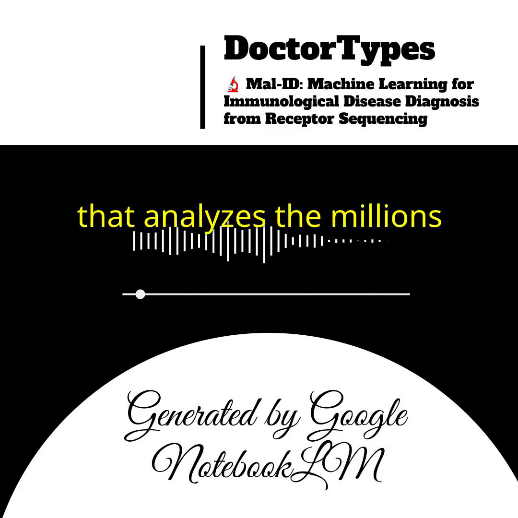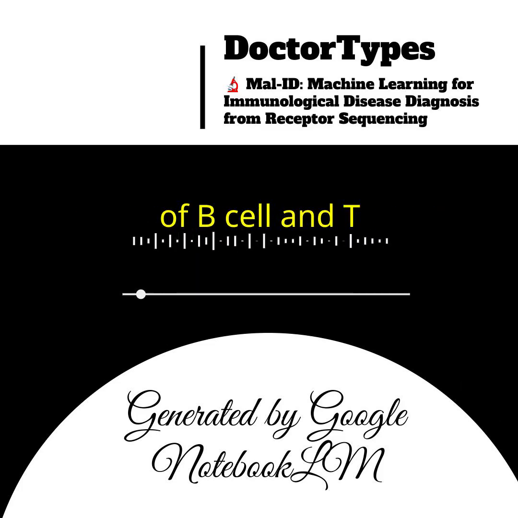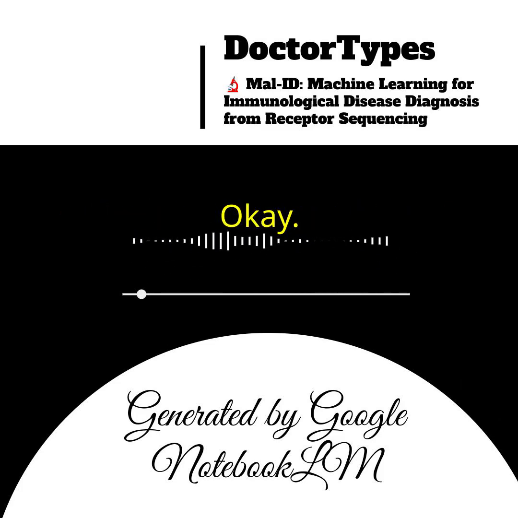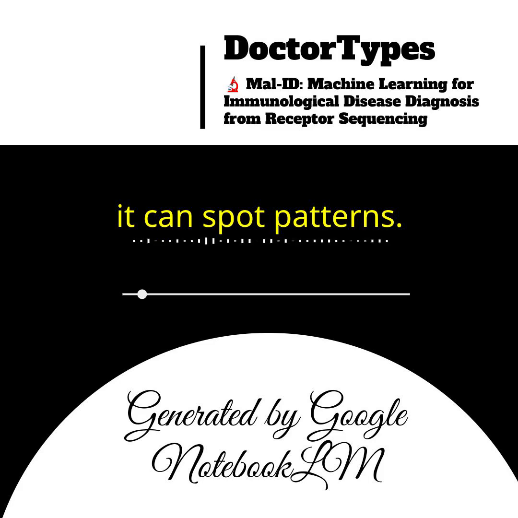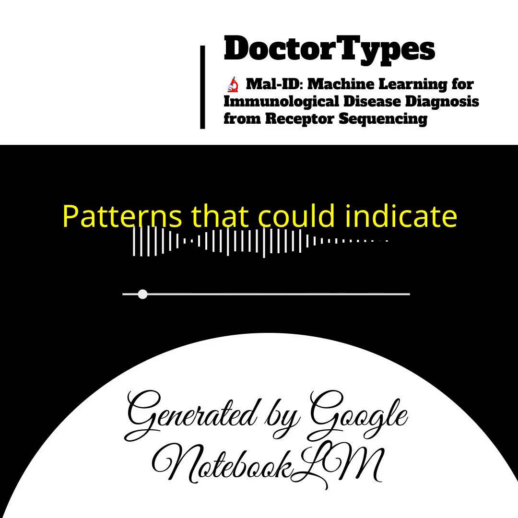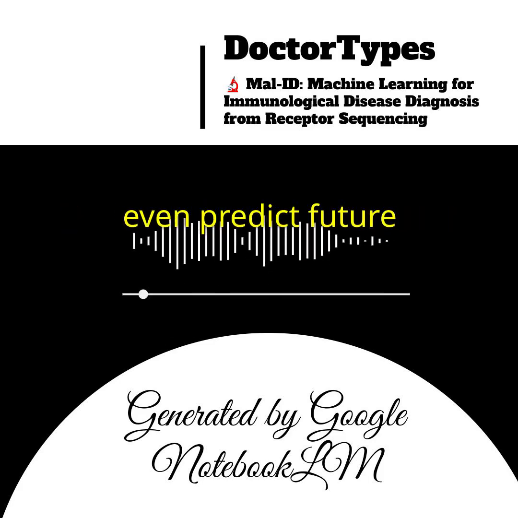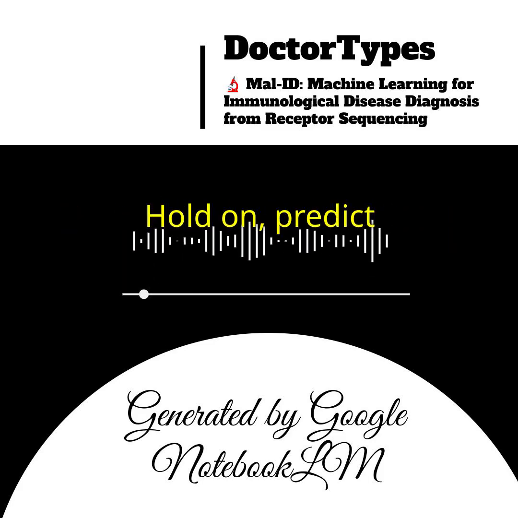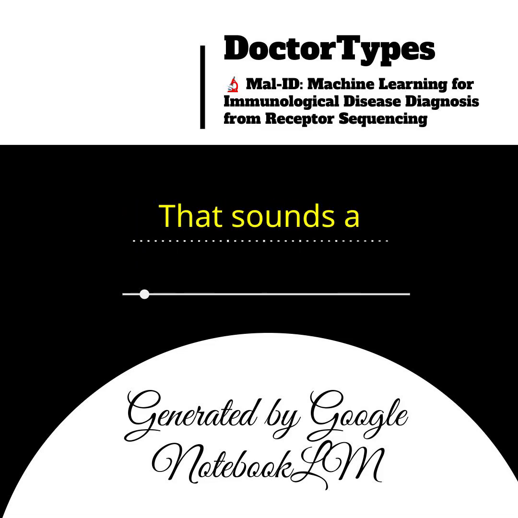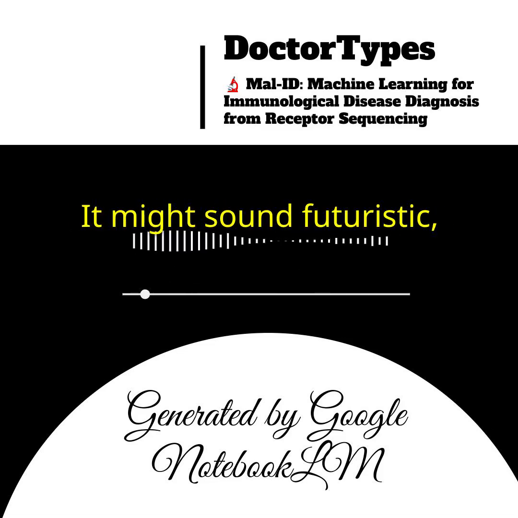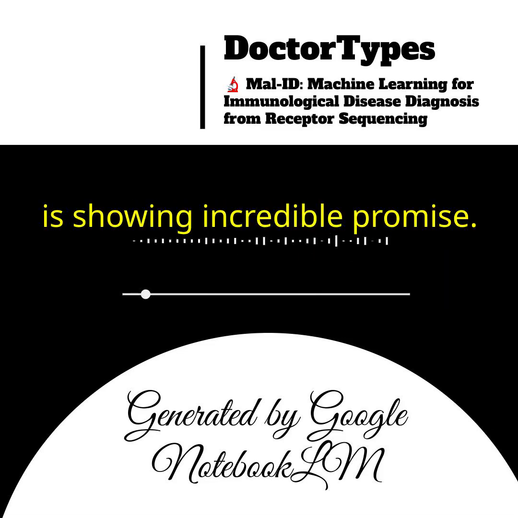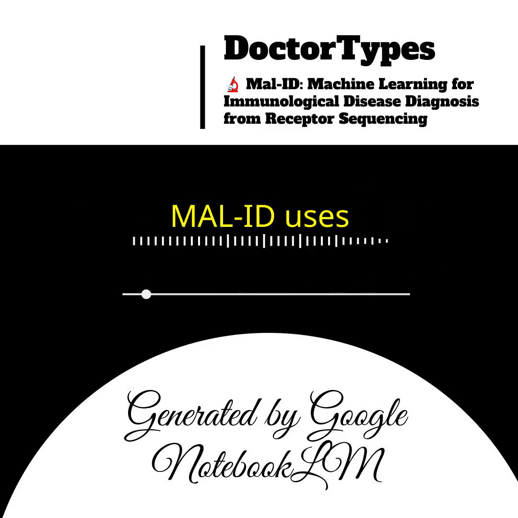It's basically an AI system that analyzes the millions of B cell and T cell receptors in your blood. And from that, it can spot patterns. What kind of patterns? Patterns that could indicate a specific disease or even predict future health risks. Hold on, predict future health risks? That sounds a little bit like science fiction. It might sound futuristic, but the research is showing incredible promise.